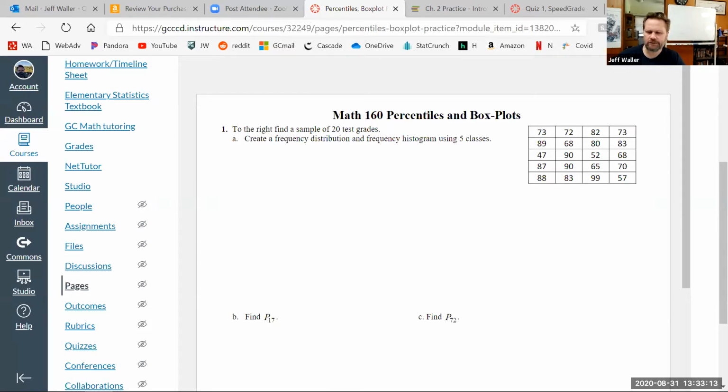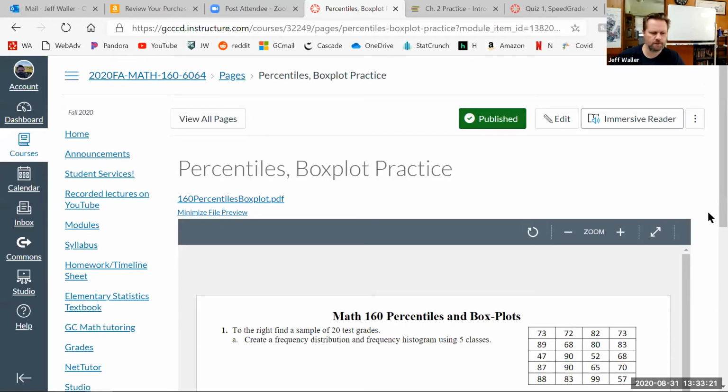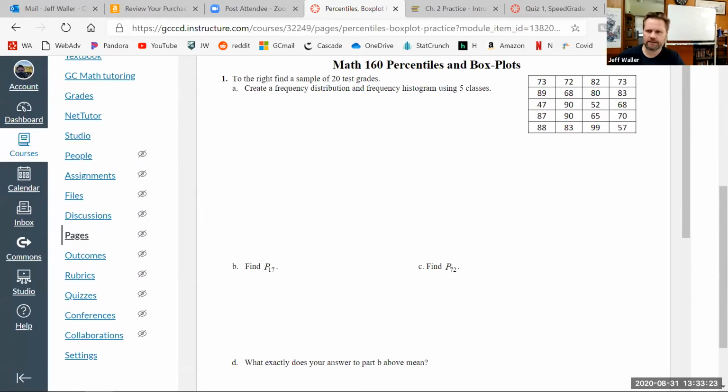Okay, are you guys doing okay out there? So if you can, access Canvas right now and pull up this one, Percentiles Box Plot Practice, right? Let me ask again before we get into that officially. Does anyone else have any questions before we get back into stuff? Okay, all right.